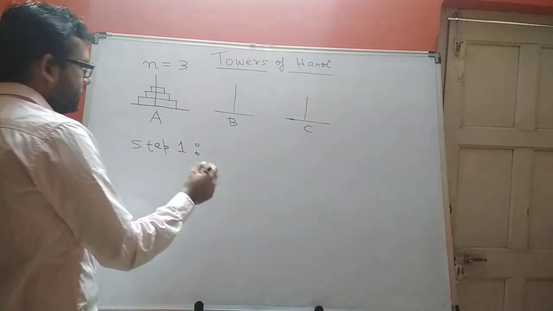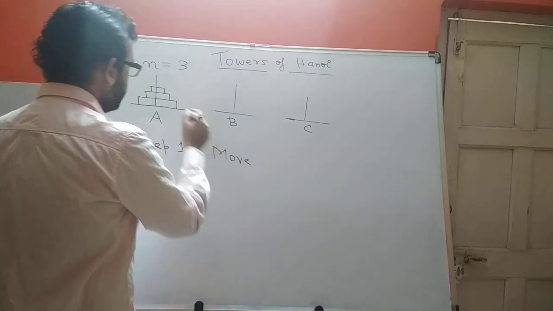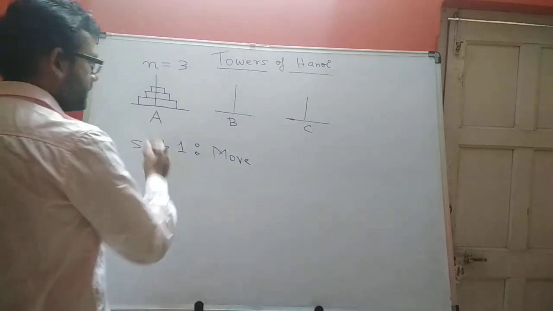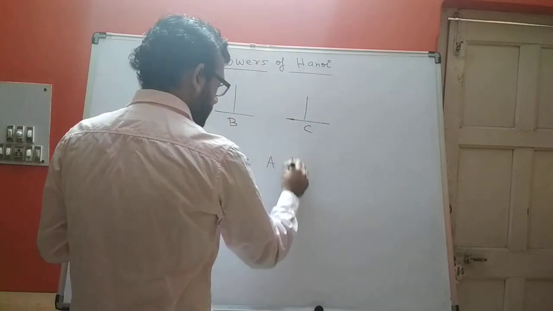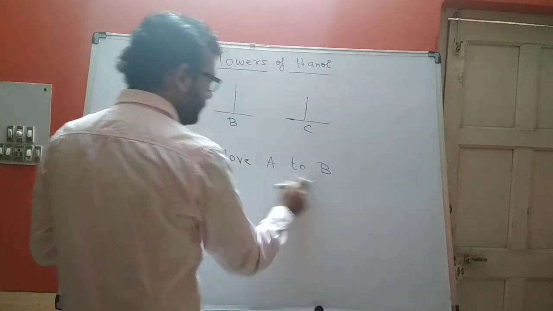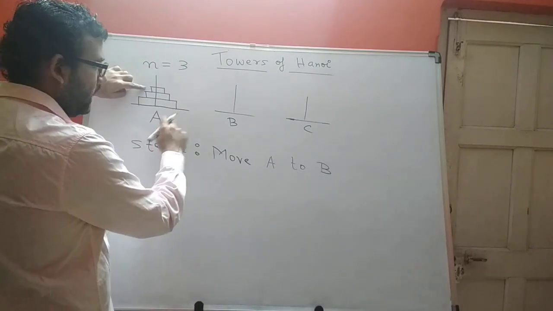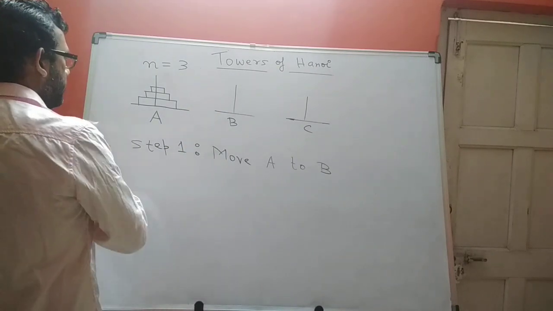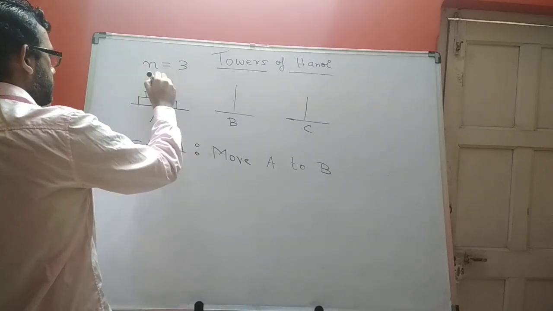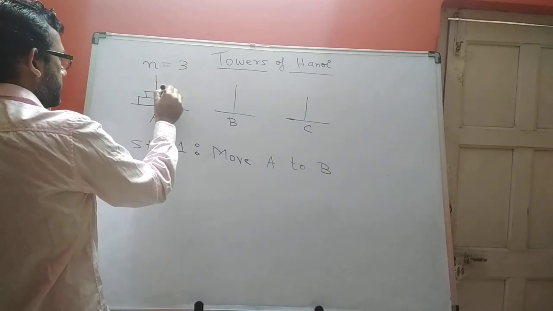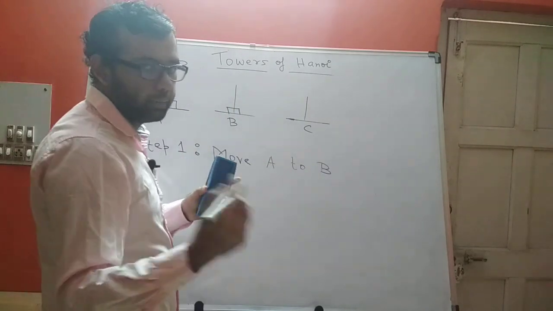So step number 1 is, what can I move? I can move a disc. So I'll move a disc from A to B. This implies moving the topmost disc from peg A to peg B. The topmost disc, which also happens to be the smallest, will be moved from peg A to peg B. That is step number 1.